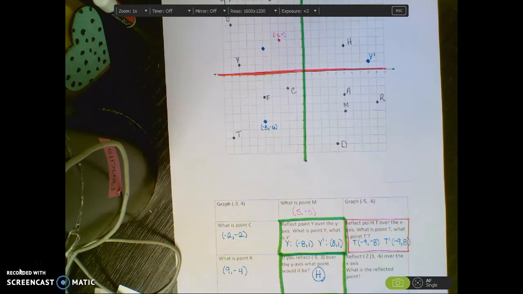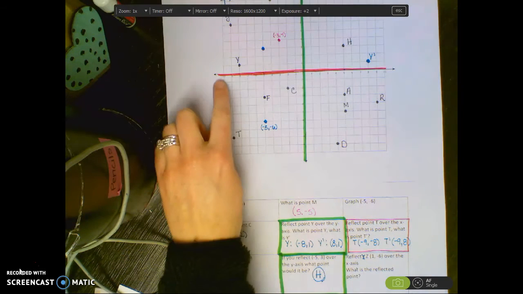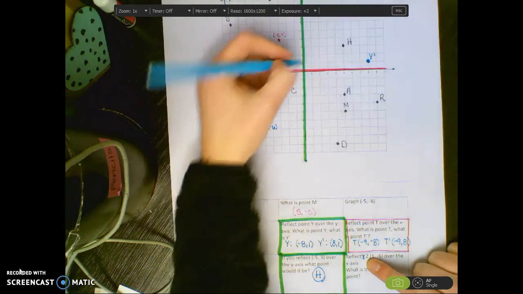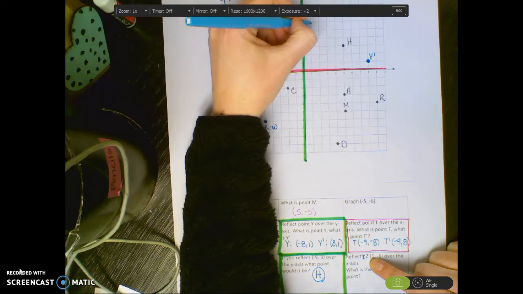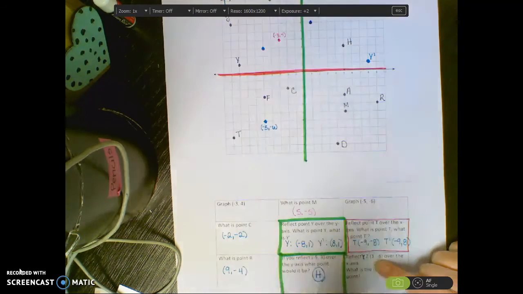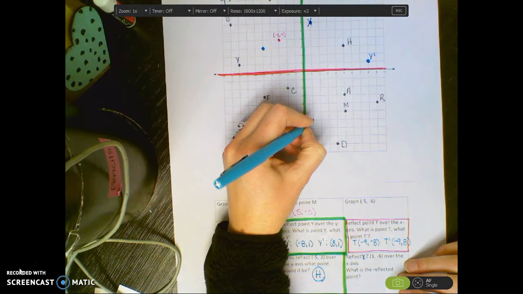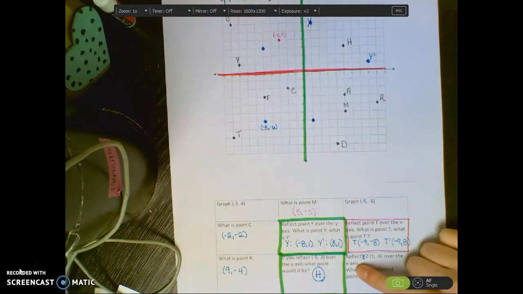Okay. This one says reflect Z, which is at 1, 6, over the y or the x-axis. So where is point Z at? Oh, I haven't put it on there yet, so I need to put point Z on there. So reflect 1, 6, so 1, 6. Okay, 1, 6. Oh, I'm so sorry. 1, -6. 1, -6 over the x-axis. 1, -6. My bad. Okay. What is the reflected point?